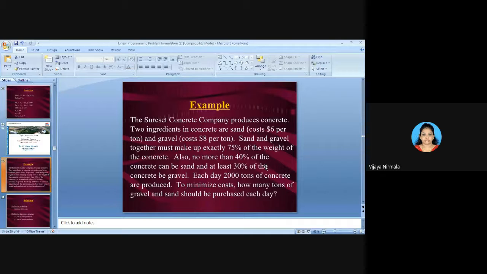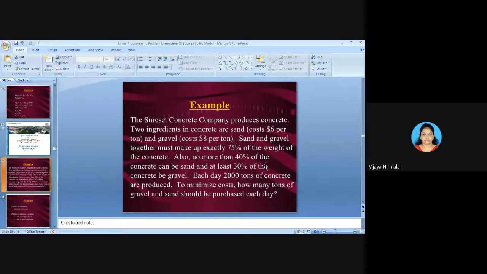So this is the problem. Each day 2000 tons of concrete are produced. To minimize the cost, how many tons of gravel and how many tons of sand should be purchased every day? So this is the problem they have given.